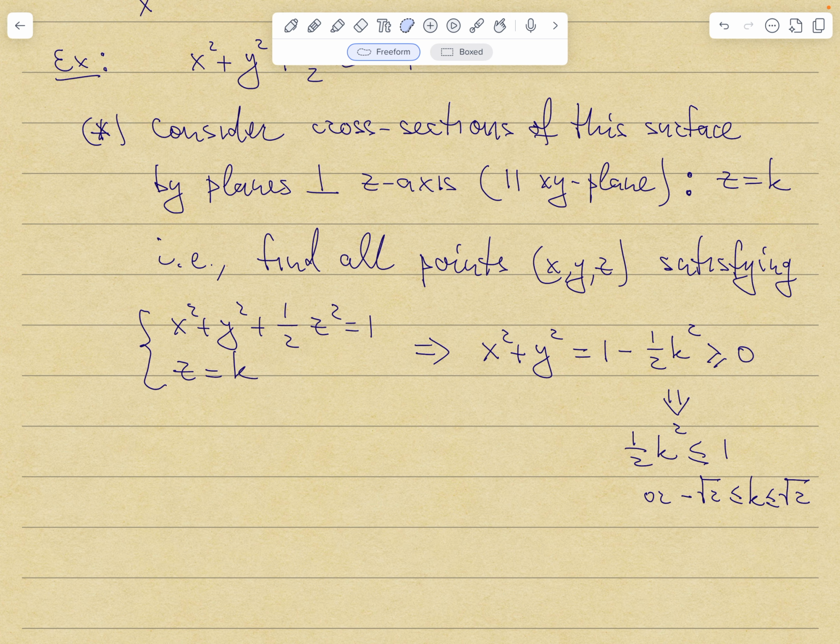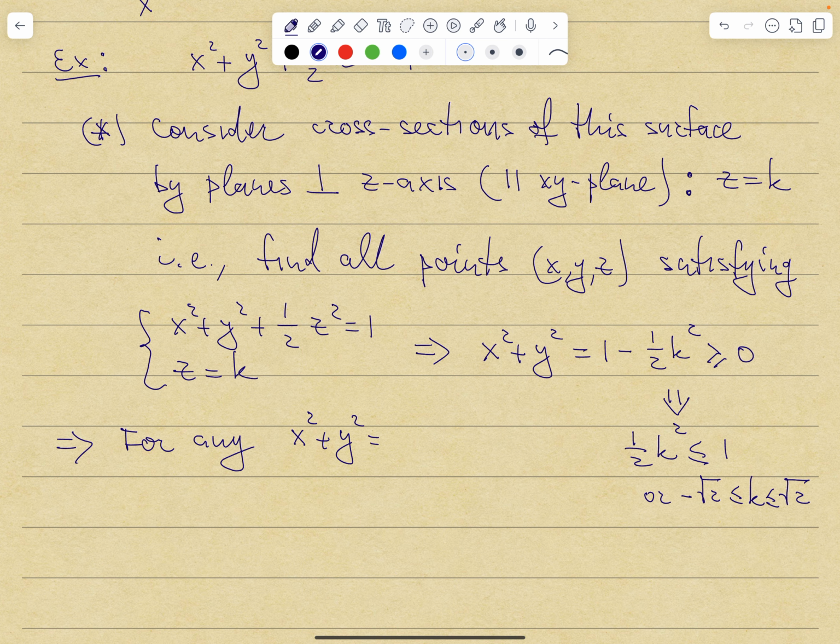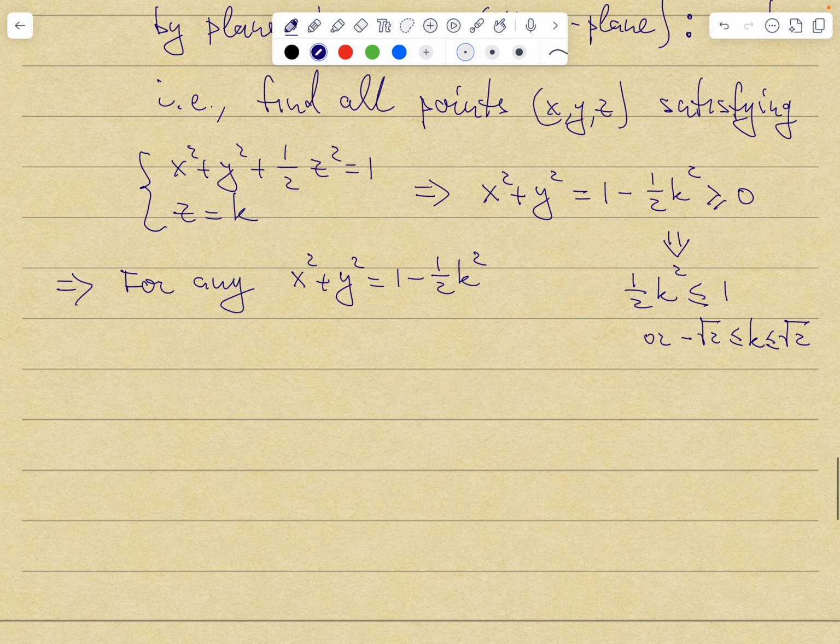Okay, but then for any k like this, between minus square root of 2 and square root of 2, the equation looks like, again, x squared plus y squared equal to 1 minus 1/2 k squared, and that is an equation of a circle in the xy plane.